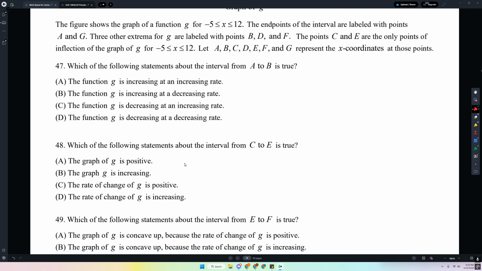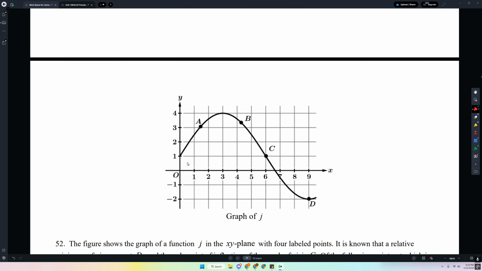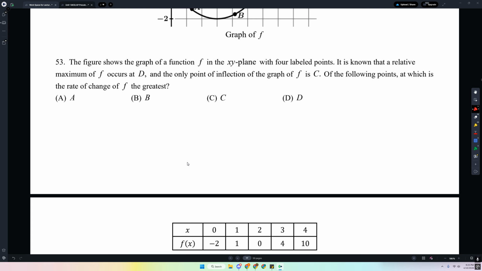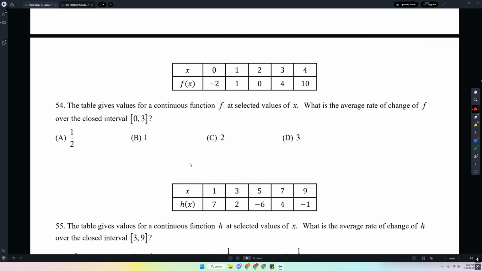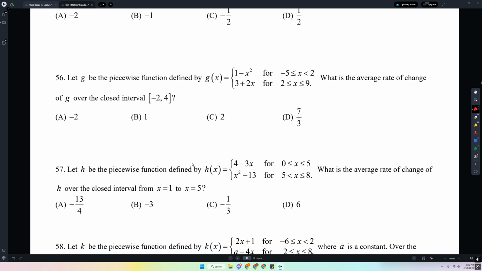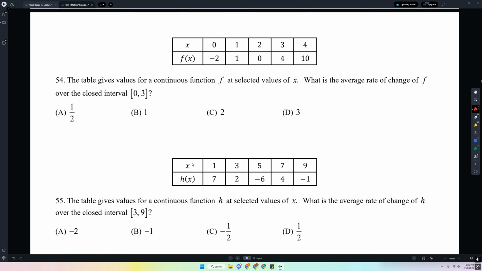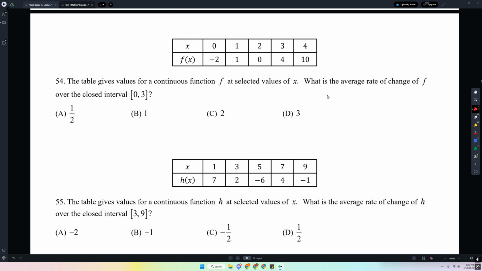We've talked about rates of change, so I'm gonna change onto some more algebra-based topics. That's still rate of change. I will do 1 calculation question. What is the average rate of change? We'll do 54.